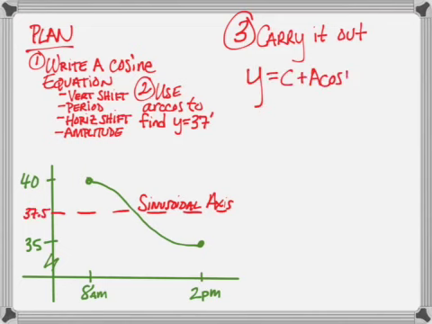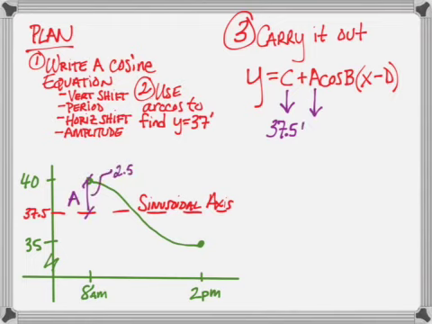It's at 37.5 feet. It's halfway between my maximum and my minimum. So if I have my general cosine function, who can tell me which piece I now know about my equation? Which is now what? 37 and a half. All right. What's the next easiest piece to figure out? The amplitude. All right, so if I start at 37 and a half and I go up to 40, my amplitude is going to be 2.5. So there's my amplitude. All right.